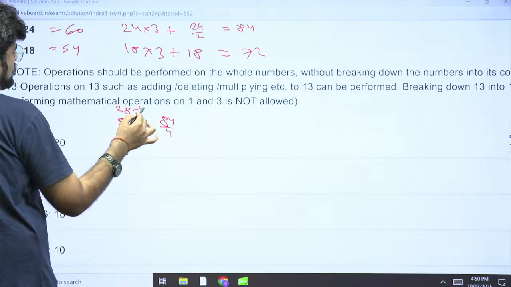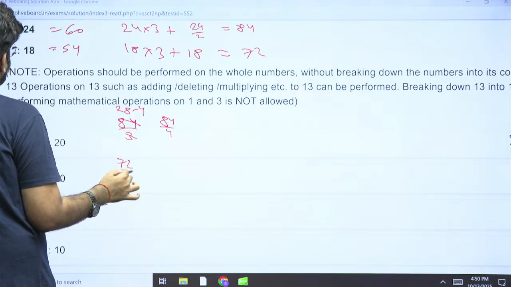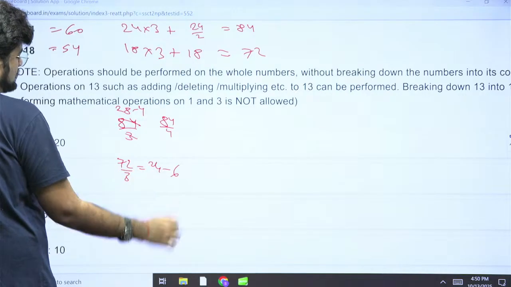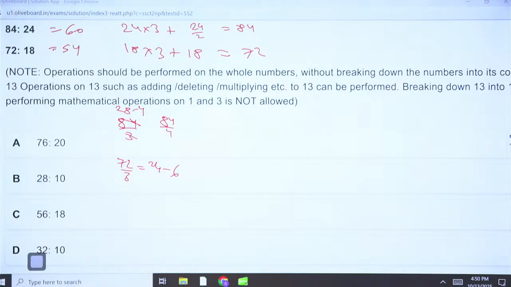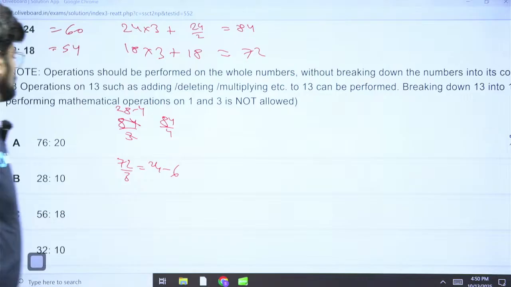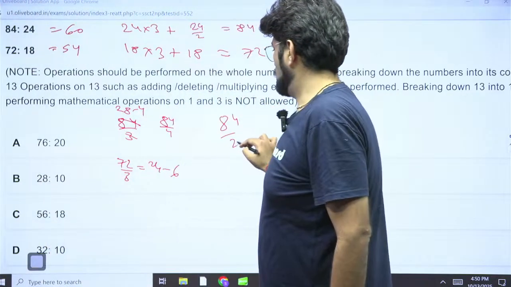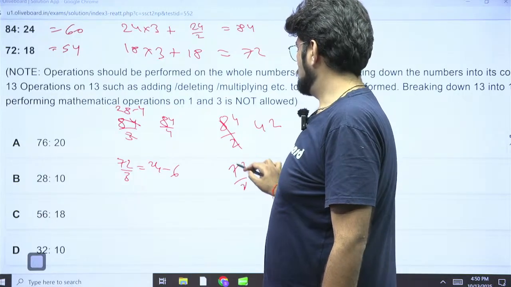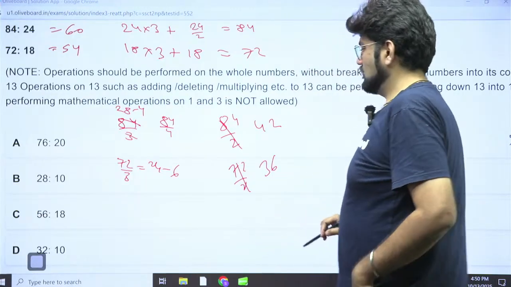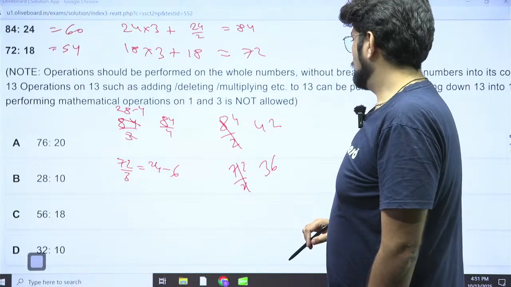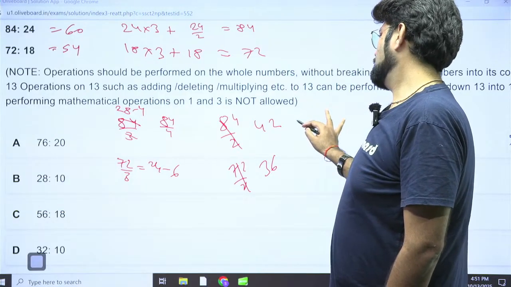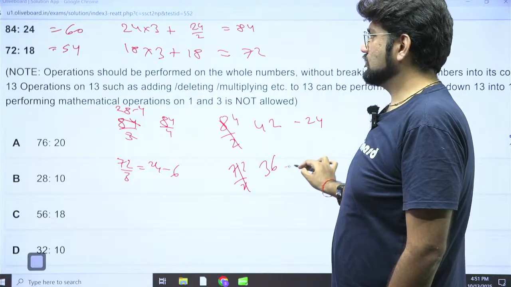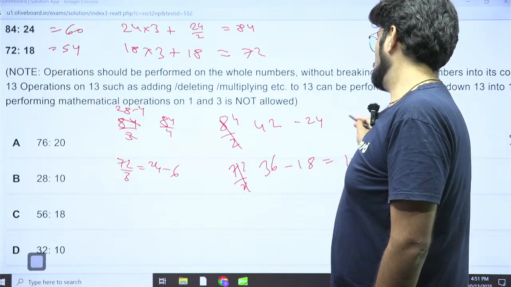28 minus 4. 72 divided by 3 is 24 minus 6. 84 divided by 2 is 42, and 72 divided by 2 is 36. 42 minus 24 and 36 minus 18. What do we get here? 18 and 18. Oh, cool.